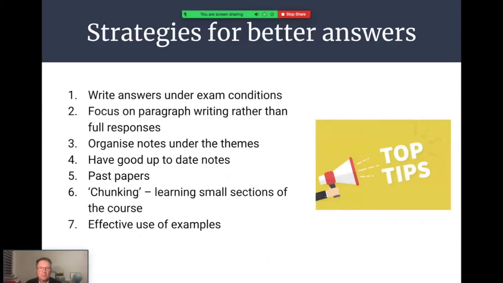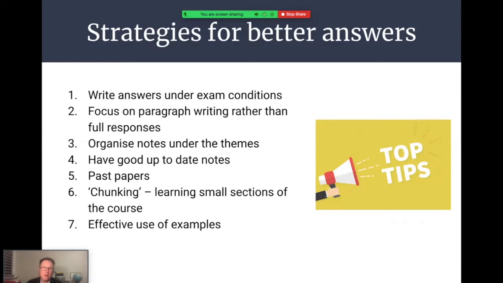Strategies for producing better answers. Write answers under exam conditions at home. When you go home and you do a sample question, put the clock on, put away your cheat notes, and write the response from the top of your head. If need be, when you finish that, you can then go and do further research to see what gaps you had in your knowledge. But practice putting yourself under exam conditions, timed, without cheat notes.